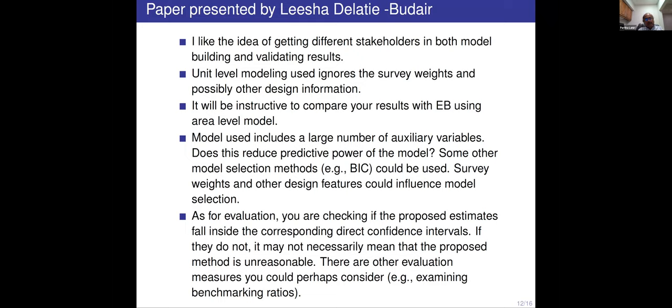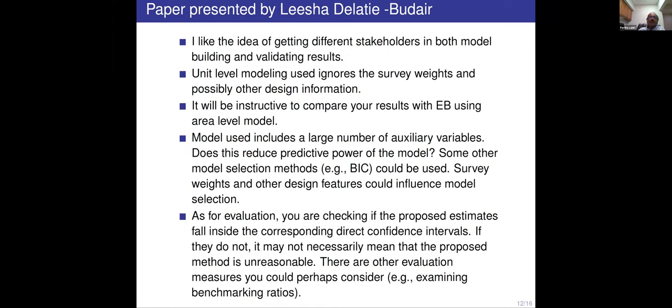As for evaluation, you're checking if the proposed estimates fall inside the corresponding direct confidence intervals. If they do not, it may not necessarily mean that the proposed method is unreasonable. There are other evaluation measures you could perhaps consider, like examining benchmarking ratio.